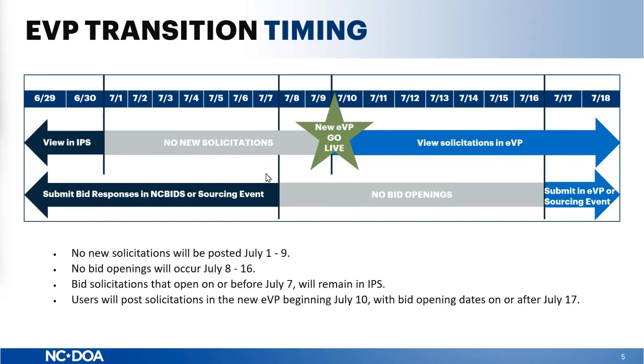The last thing we'll say is that IPS as a whole is planning to stay open until October 10th. So if you tried to find IPS on October 11th, it probably will not be there. And that is to allow for awards to be posted for a certain amount of time for solicitations that were posted and opened by July 7th. So anything that's currently out there and all that.